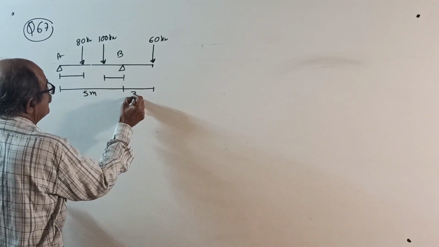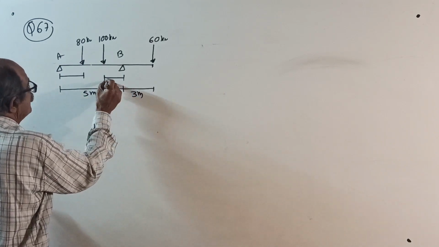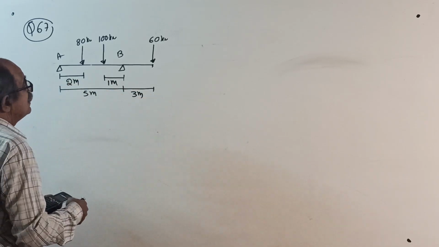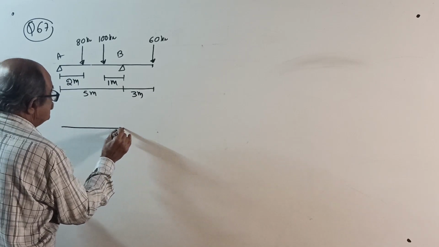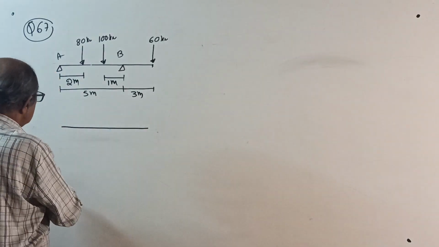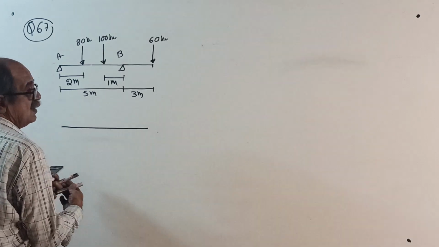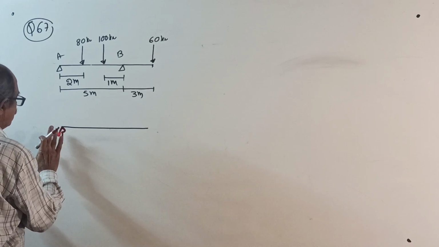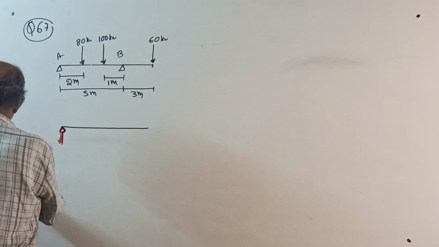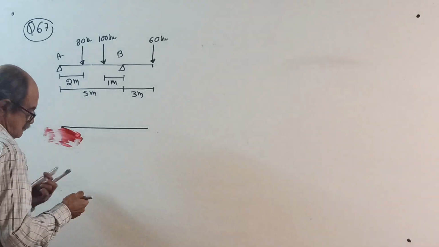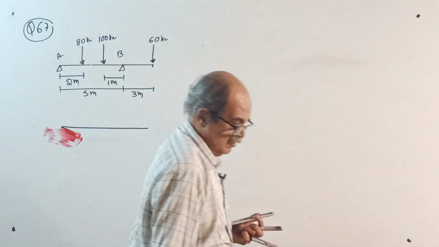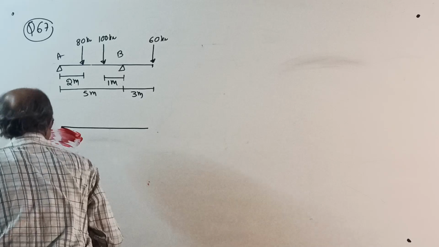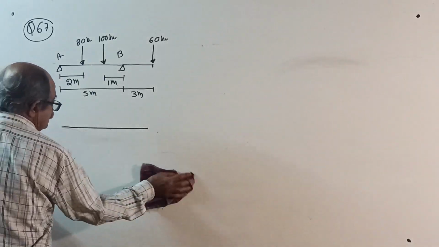Five meter, 3 meter, 1 meter, 2 meter. A little out of scale. Don't bother about scale, the answer matters. I won't put ABCD now. Ink problem. Okay, just a minute. I put a little more ink, so it is spreading like anything. Okay, starting the problem.